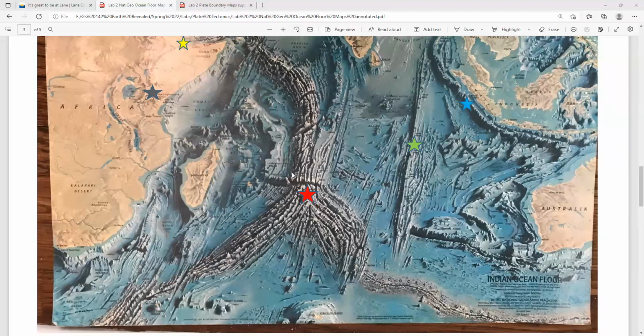Okay, as this plate moves, the new crust is being made. It's pushing all this stuff to the east, and new crust being made over here is pushing the ridge itself to the north and east. Okay.